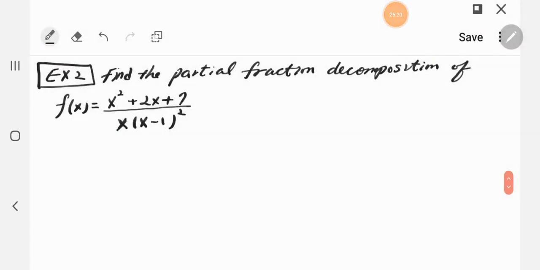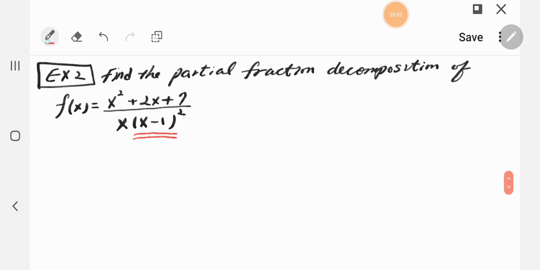Example 2, find the partial fraction decomposition of this function. Okay, the denominator is already factored, and the denominator is actually x times x minus 1 squared. So the degree of the denominator is greater than the degree of the numerator. So this one is okay. And then x minus 1 is a repeated linear factor, right? Repeated linear factor.